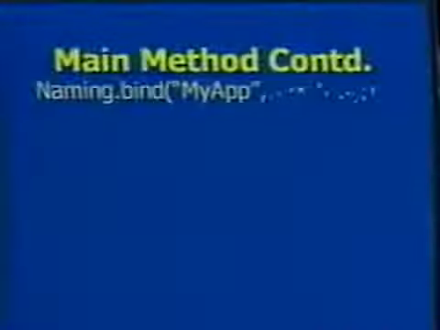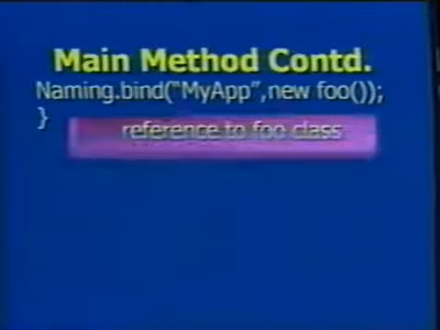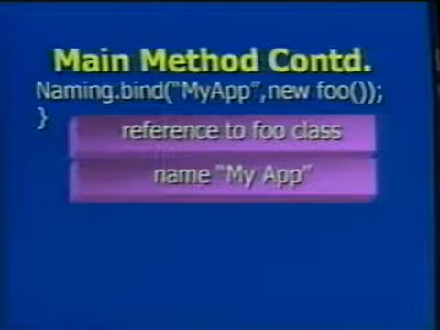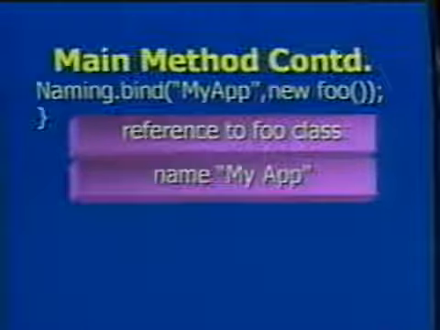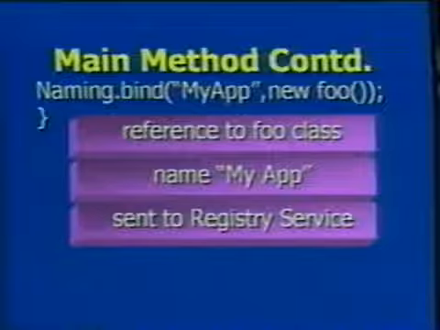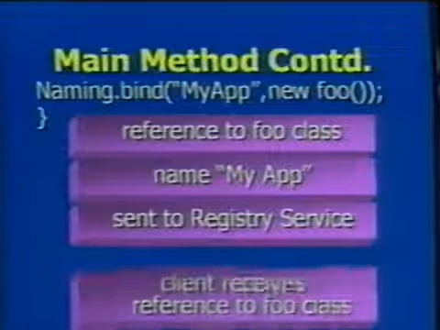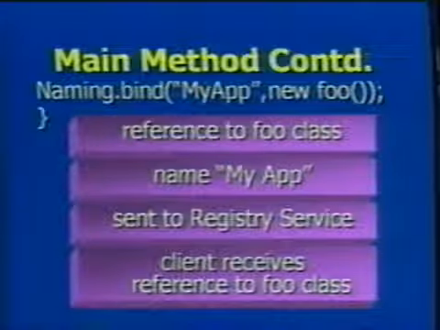Now finally, we create an instance of foo. The class that we're dealing with here, we said class foo extends UnicastRemoteObject. So foo is the name of the class, and we're creating a new instance of this class and passing it to bind. So what's going to happen here is we're going to have a reference to the foo class, and we're going to have a name myapp. Those are both going to be sent via this naming class to our registry service. So whenever a client connects to the registry service and asks for myapp, it's going to receive a reference to this foo class that we just created.